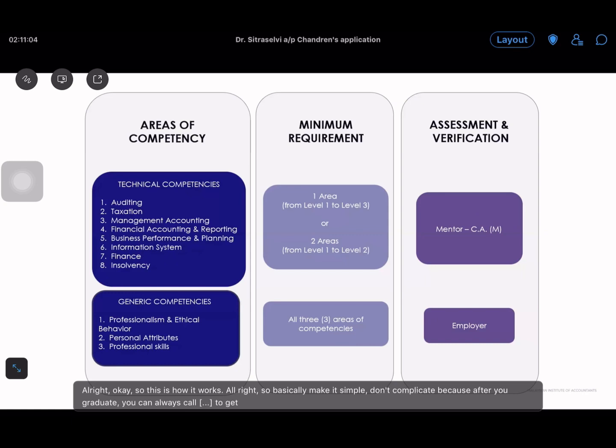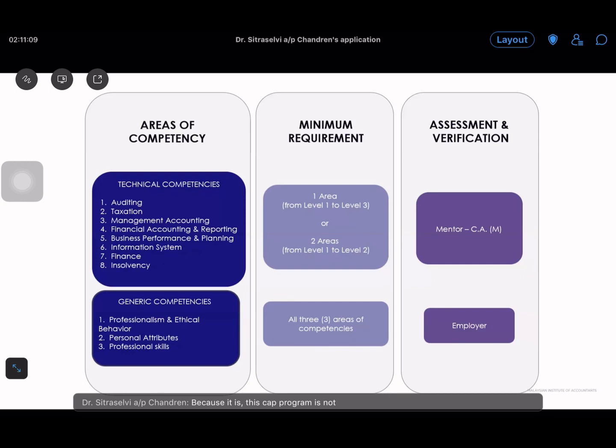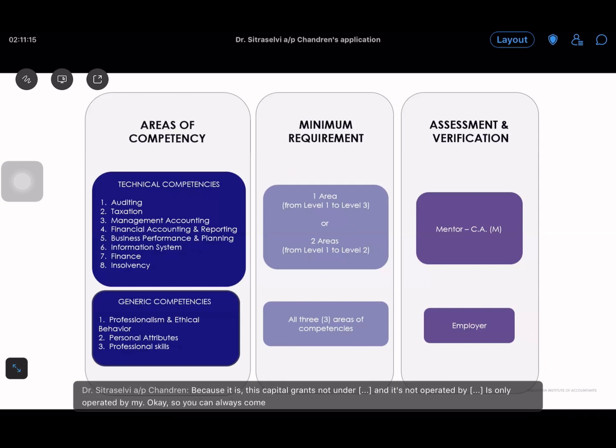This CARE program is not operated by UUM. It is solely operated by MIA, so you can always contact MIA and ask them. So these are the areas of competencies, for example. I'll share with you later.